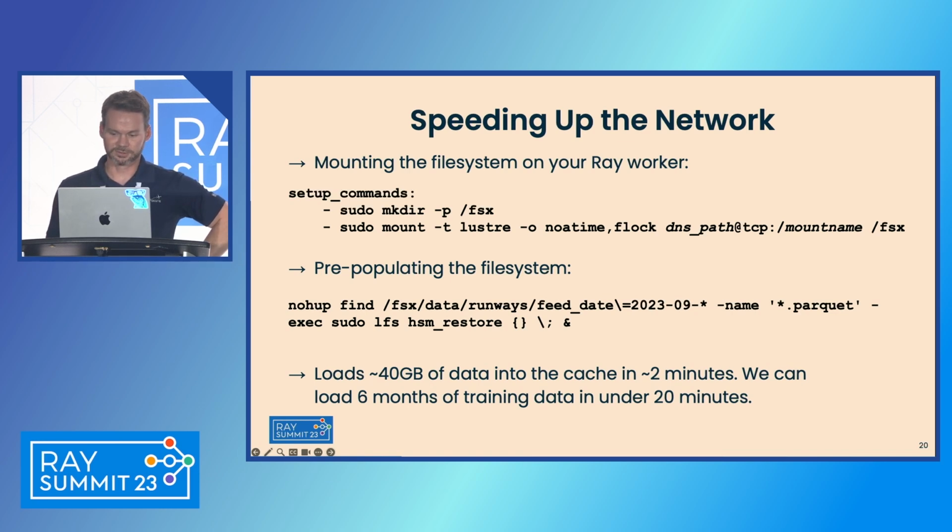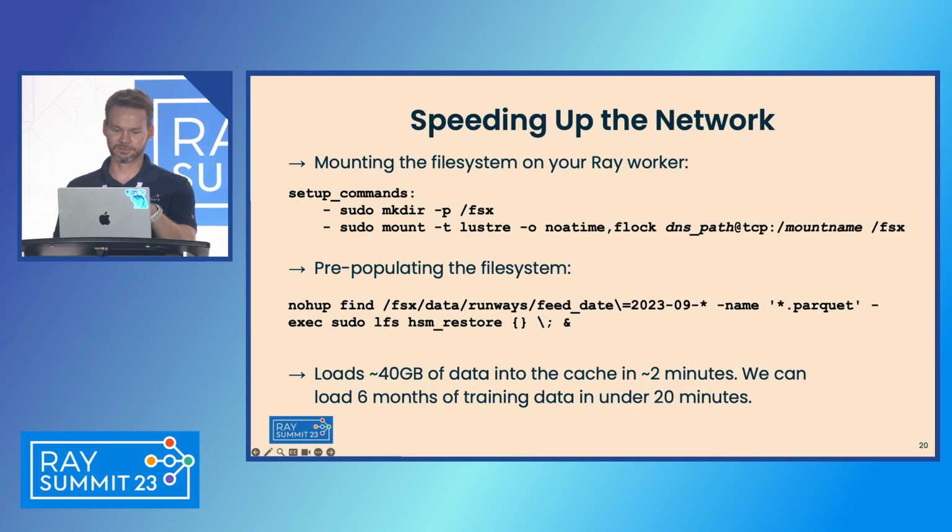And one of the best tricks here is you can pre-populate this file system. By default, it's like a write-through cache. When you request a file, it's going to load it from S3, put it on the disk, and then give it to you. So you can go in ahead of time with a really cheap instance, like a T2 medium or something, and just issue these commands.